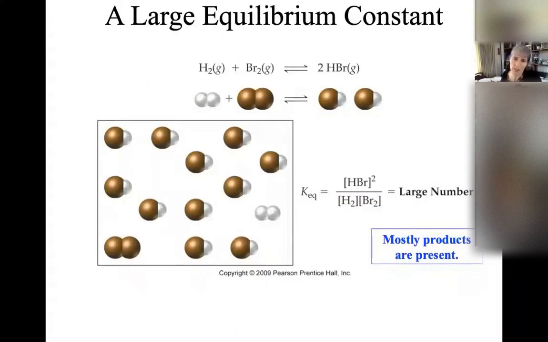Okay, so in a picture like this, we're looking at mostly products. And notice that we form 2 HBr, so that concentration is squared when we calculate the value of K. That's going to be large. We can see from the image at equilibrium, it's mostly products. Just one hydrogen, one bromine.